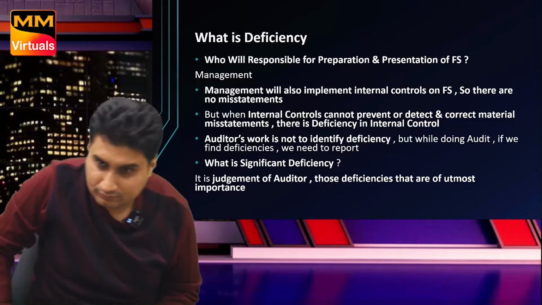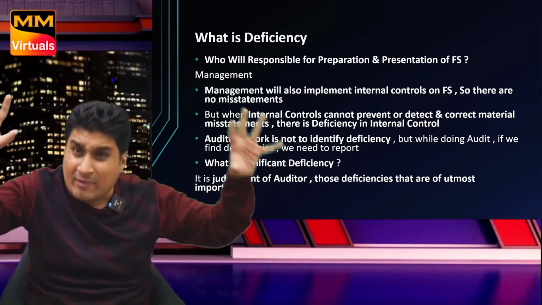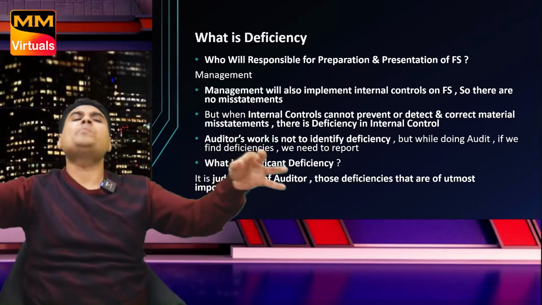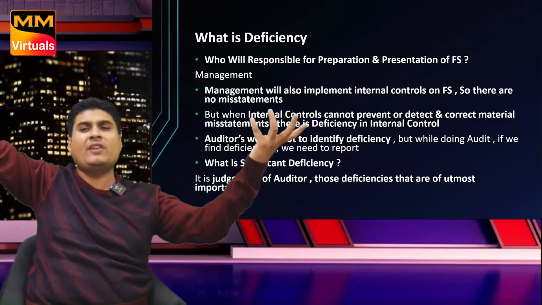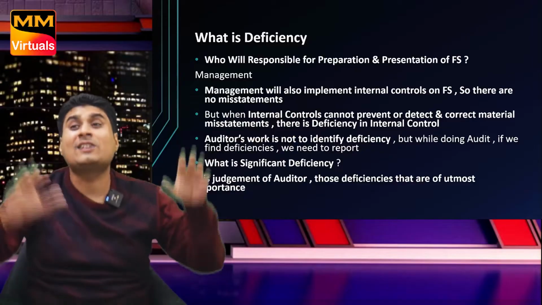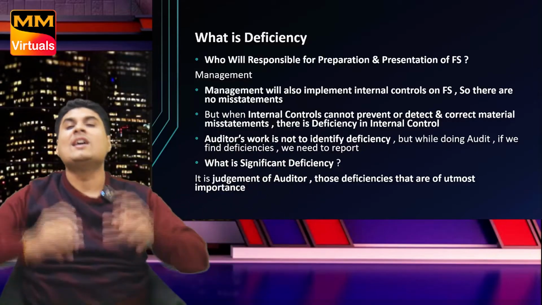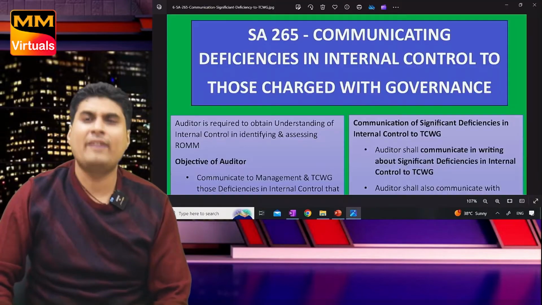So significant deficiencies are those deficiencies whose probability and impact are high, or which are of utmost importance in the judgment of the auditor. If the auditor feels this is significant, it's significant. If the auditor feels this is normal, it's normal. You as auditor have to decide. It is the judgment of the auditor. Those deficiencies which are of utmost importance are significant deficiency. Clear?